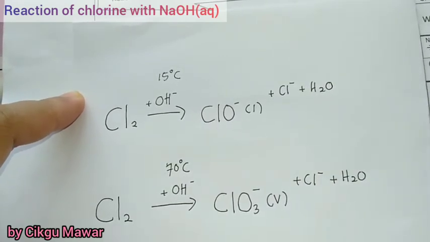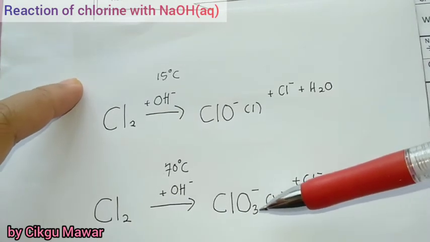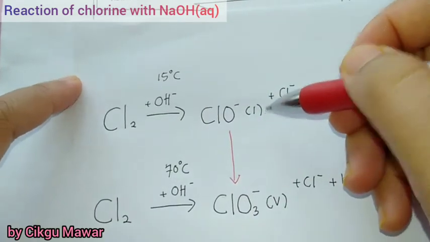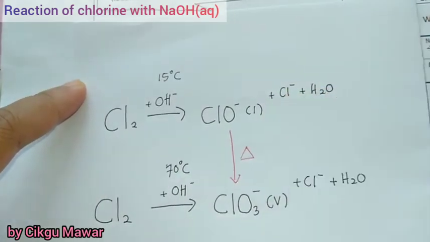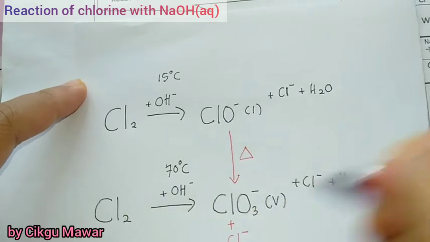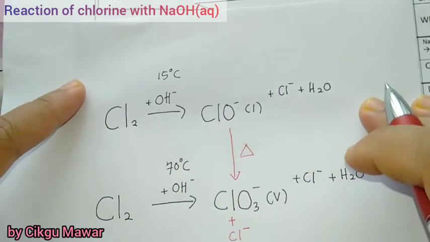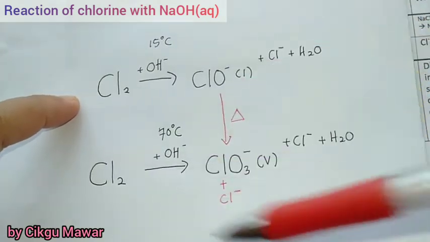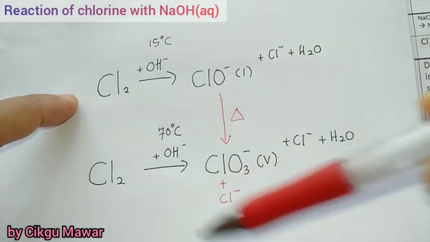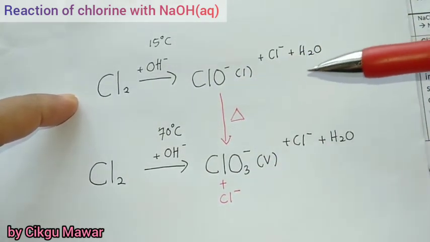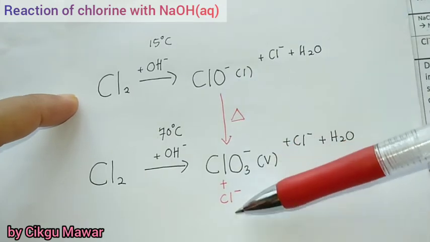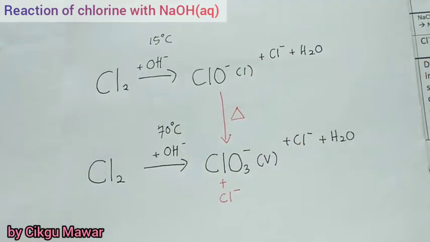And we also have another reaction in order to get chlorate 5 ion, which is this chlorate 1 ion when it is being heated. So we will get chlorate 5 ion and another product is chloride ion. So this is the reaction of chlorine with sodium hydroxide or potassium hydroxide. For this reaction, they have three signature reactions here, 1, 2, and 3. So this 3 is the disproportionation reaction.